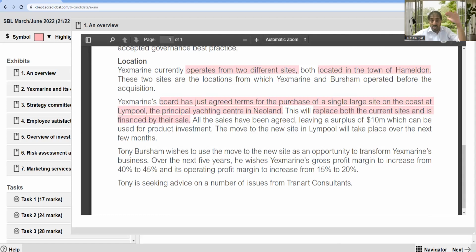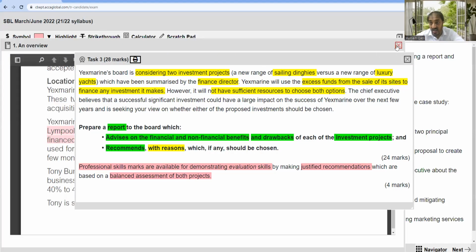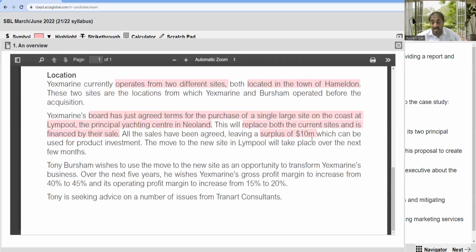So actually they wanted to sell out the current locations completely and then acquire the other site. In simple words, sell the existing setup and use those funds for the new setup. All these sales have been agreed, leaving a surplus of 10 million. That's the requirement as reference. Requirement task 3 refers to using the excess funds from the sale of its sites. That's a 10 million, which can be used for product investment. So this is the source of finance in the business, in the question.